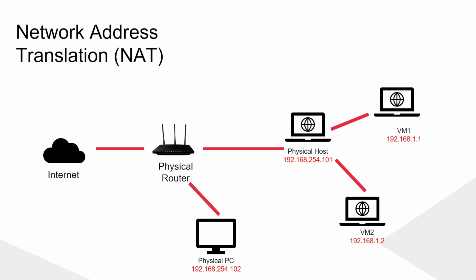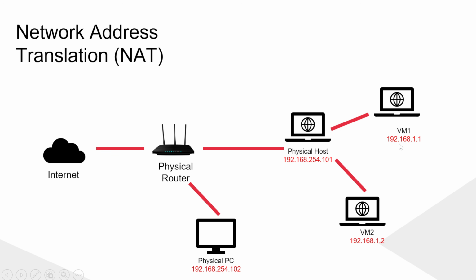In this lab setup, you can see that the internet is provided to the physical router, and in turn that physical router provides internet to our physical PC, the physical host over which our hypervisor is hosted. Here, the physical host is the machine over which VirtualBox is running, and we have made two VMs, VM1 and VM2. You can also see the IPs allocated to the physical host and physical PC. They are in the range of 192.168.254, with 101 and 102.